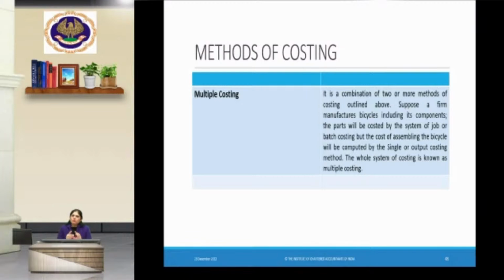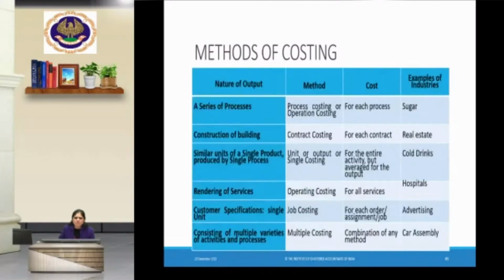So there is a multiple costing. That means I'm a manufacturer of bicycles and parts also. So batch costing and single costing, both will be applicable in one organization. So multiple costing means when we assemble also, we manufacture also. So multiple costing can also be applicable in a single organization. All right. Hope we have got the concept. So these are the methods of costing.